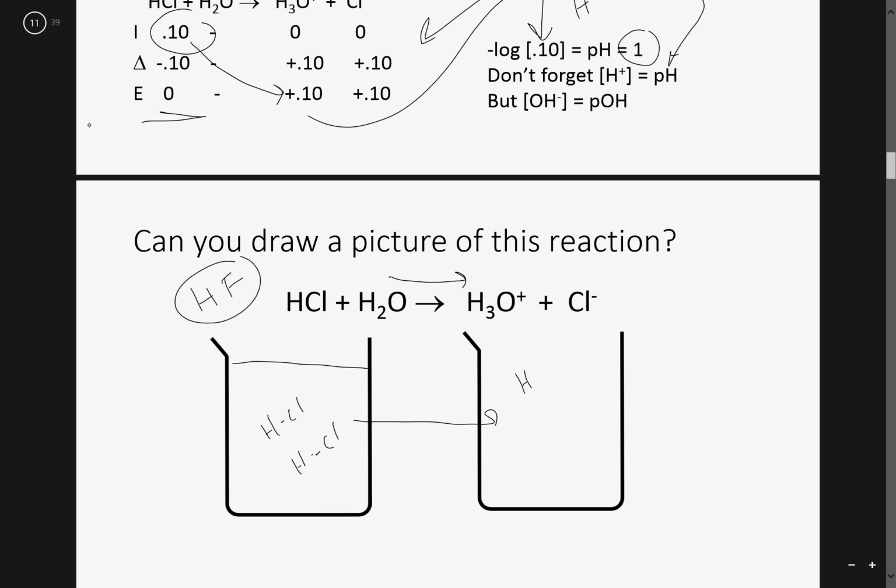Would be H plus and Cl minus, H plus and Cl minus. Now keep in mind, if I were to draw this thing even a little better yet, we'd want our H plus to be much smaller, because in fact it is, and the chloride's much bigger. Either way, you also could draw this thing as H3O plus if you'd like.